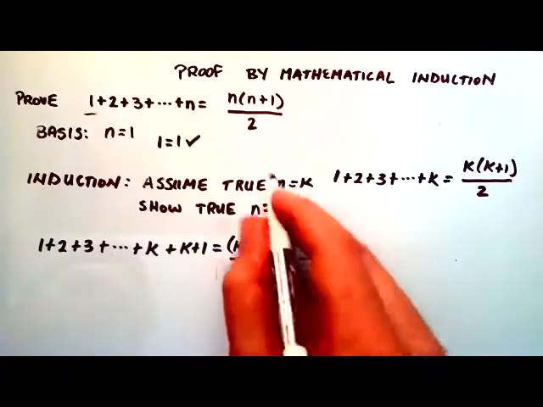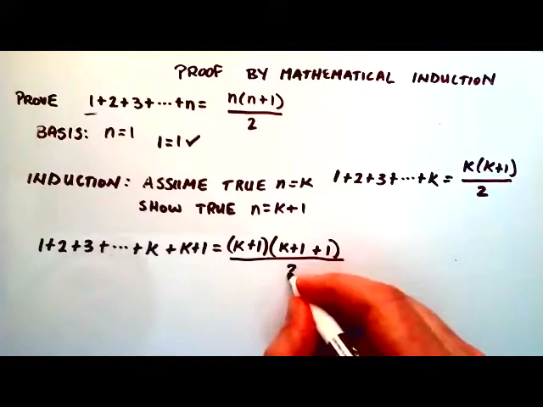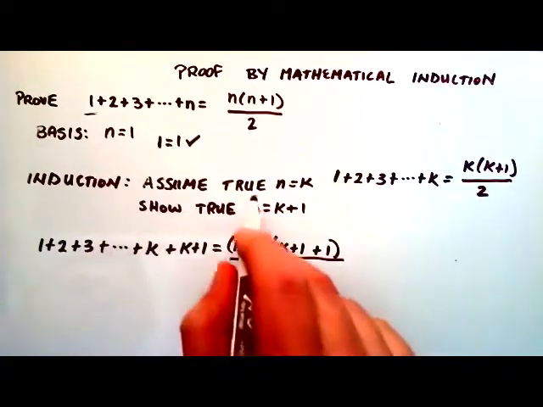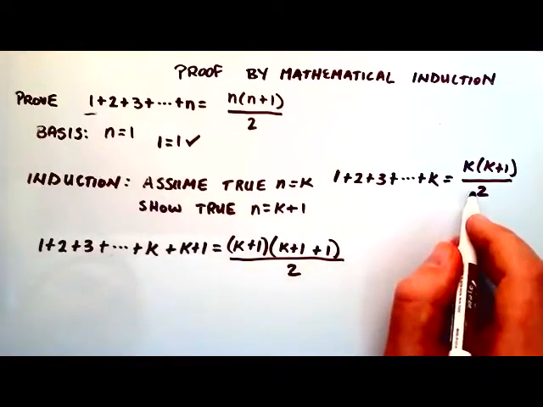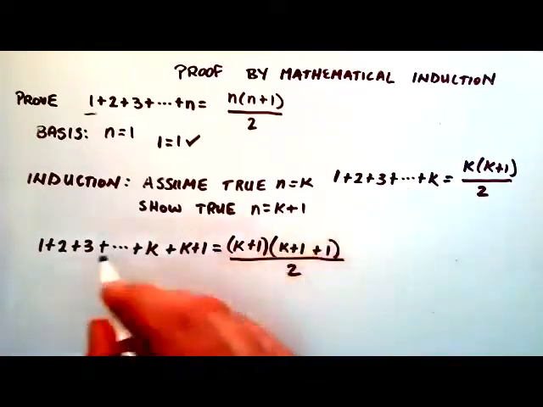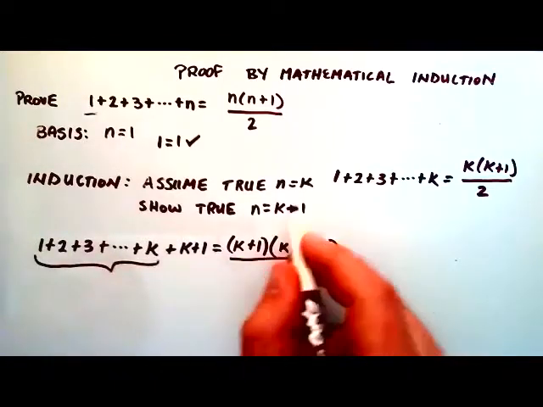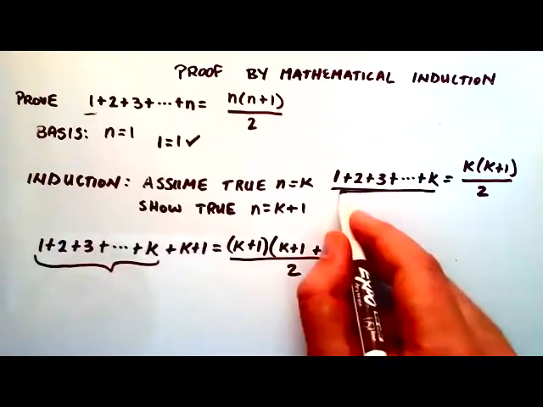And then we're going to divide that by the 2 here. So we're assuming this is true, and we're going to show that this is true based off of this assumption. So what we're going to do with this assumption is, if you notice right here we have 1 all the way up to k, so that's the same as what we have right here.